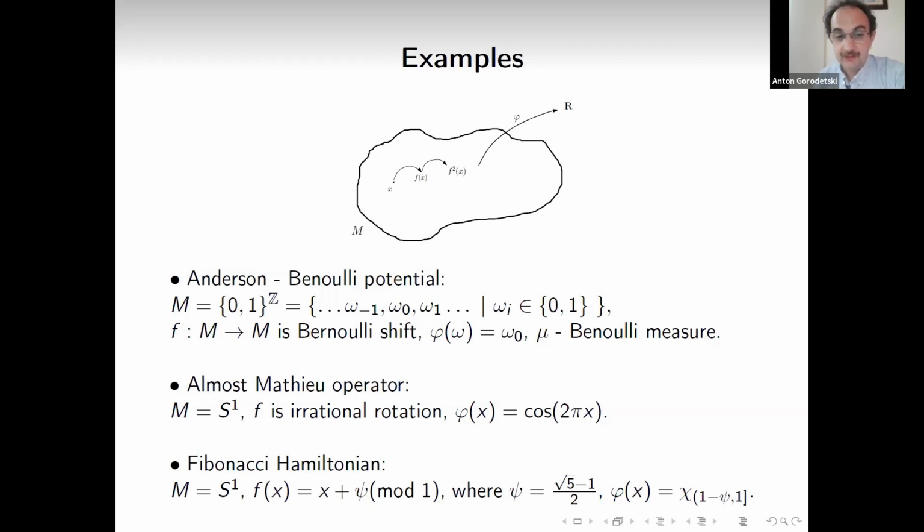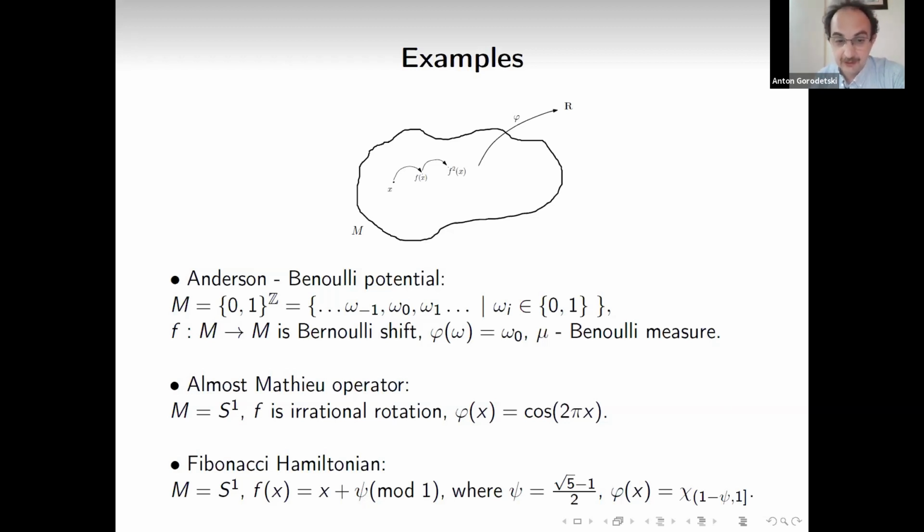Almost Mathieu operator: you take an irrational rotation of a circle and you take the observable given by some trigonometric polynomial, by cosine in this case. The Ten Martini problem claims that in this case, for any non-zero coupling constant, the spectrum is a Cantor set. That was solved by Zhytomyrskaya and Avila, and that was one of the results that brought the Fields medal to Artur.